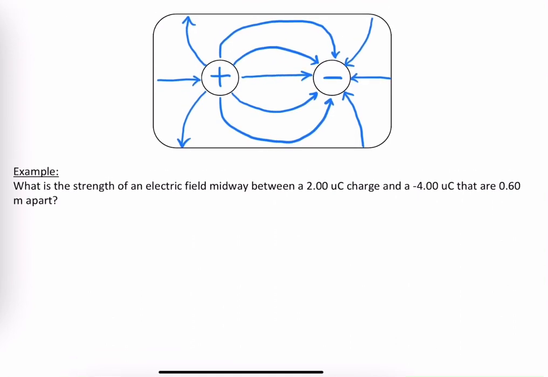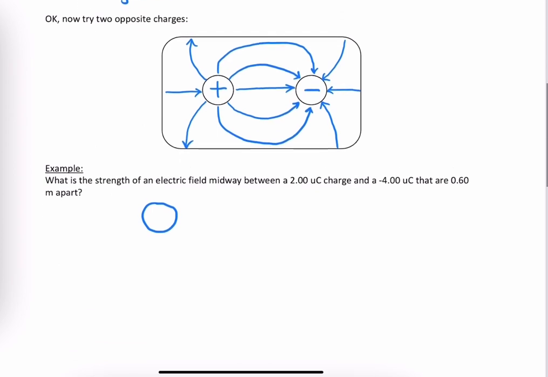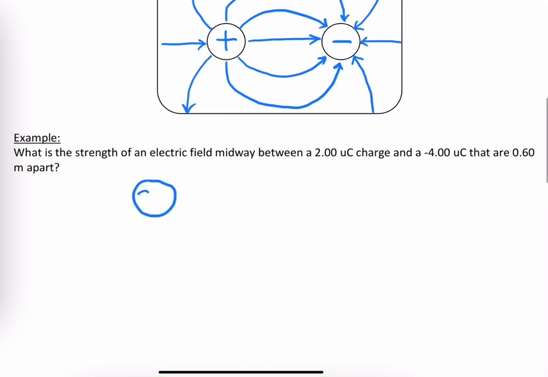What is the strength of an electric field midway between a 2 microcoulomb charge and a 4 microcoulomb charge that are 0.6 meters apart? Well, let's draw this out. Here's a charge that's 2 microcoulombs. And here's a charge that is -4 microcoulombs. And they are 0.6 meters apart.